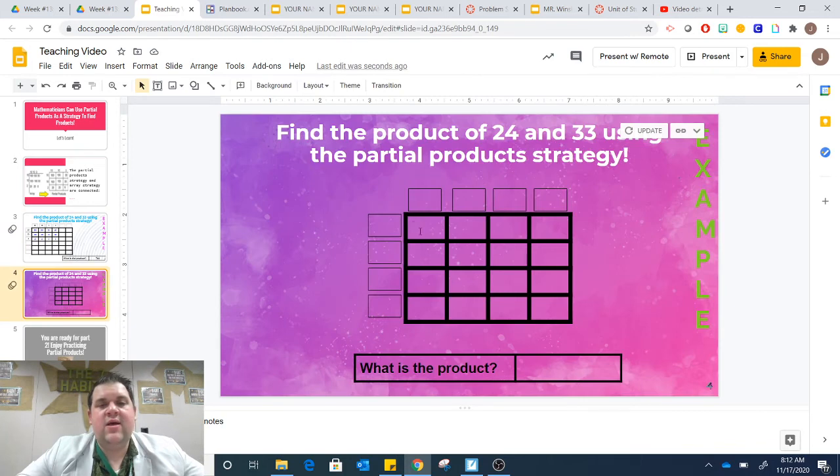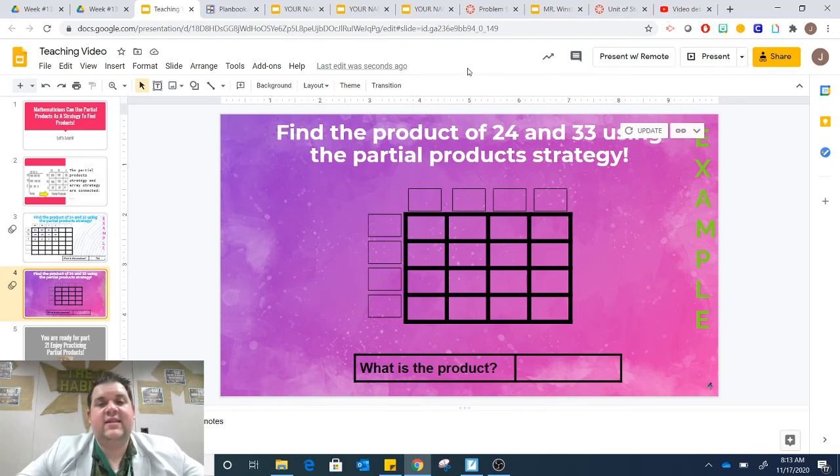So for this one, I want you to go ahead and try a partial product strategy on your desk. Draw boxes in order to find the product of 24 and 33. Once you have an answer to that, go ahead and put it into PlayPosit. You can, again, use maybe just 2 rows, or you can use all 4, but try to only use 4 rows or less. Go ahead and try that on your own now.